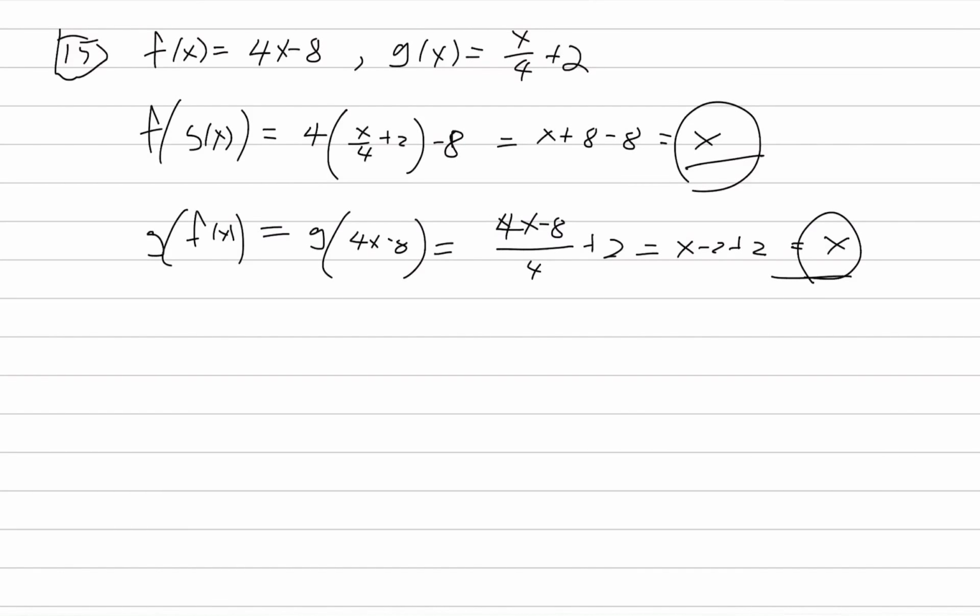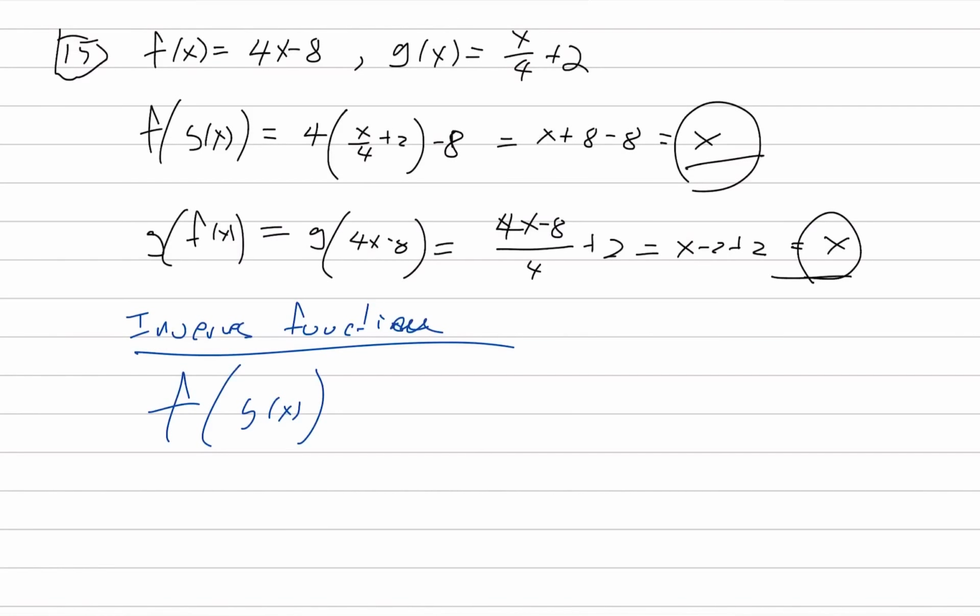Now part C, determine whether functions f, g are inverse of each other. And answer is yes. So this is where we have to remember the definition of inverse function. Two functions are inverse to each other if f of g of x, if I simplify, I get x, and also if I simplify g of f of x, I get x. So both simplify to x and x. So then f and g are inverse to each other.